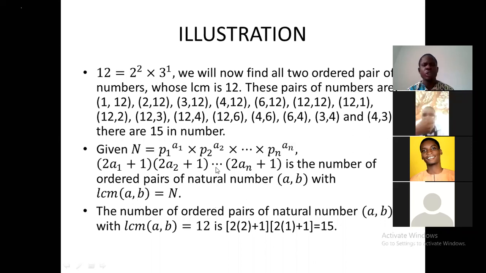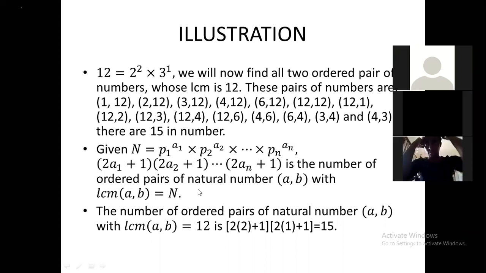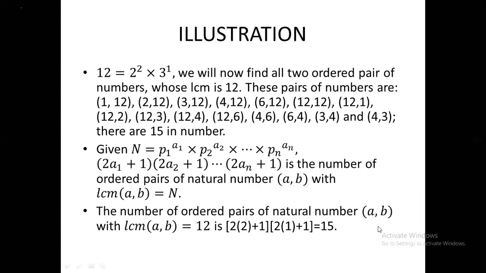So in the context of this question, our n is 12, and we want to find the number of ordered pairs. Simply, we see the powers here, 2 and 1. So we plug it in: 2 times 2 plus 1 times 2 times 1 plus 1. If you simplify this, you will get 15. I hope you got that.